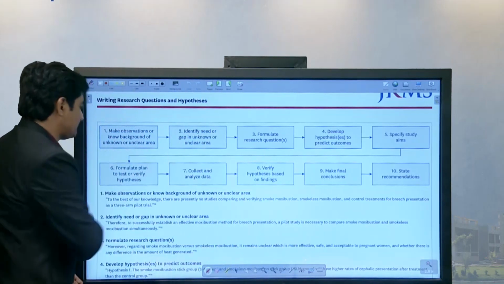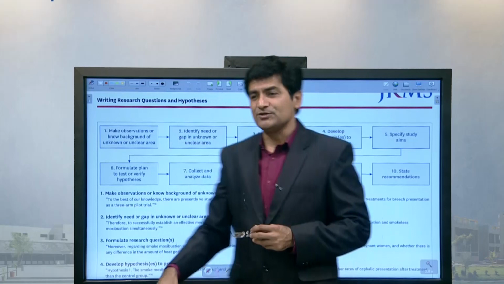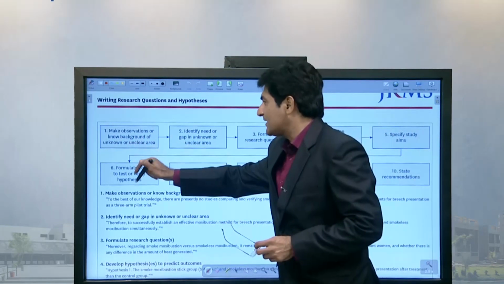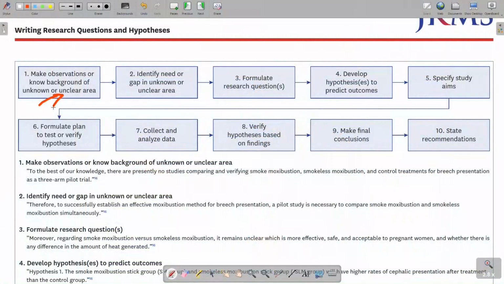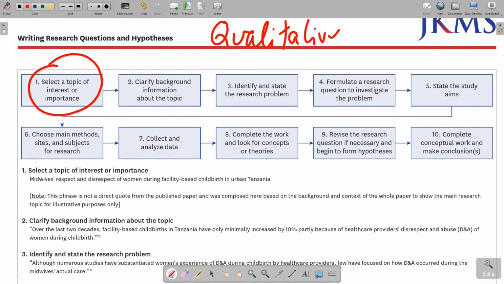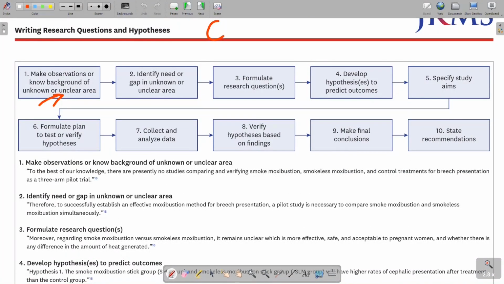Okay. So, this is for the qualitative research, and here is make observations, no background of unknown or unclear area. And when we see the other one, we find select a topic. I will encircle this, this is for qualitative research. Okay. Qualitative. And the previous one, let me bring that previous one. This is for quantitative research. Okay.